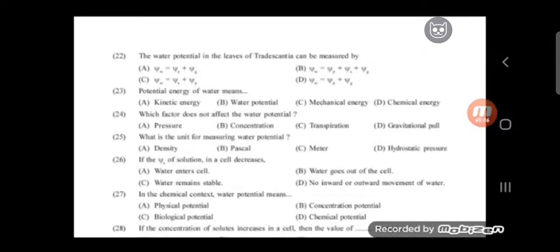So in question number 23, which one is the correct answer for potential energy of the water means? So we have to tell.